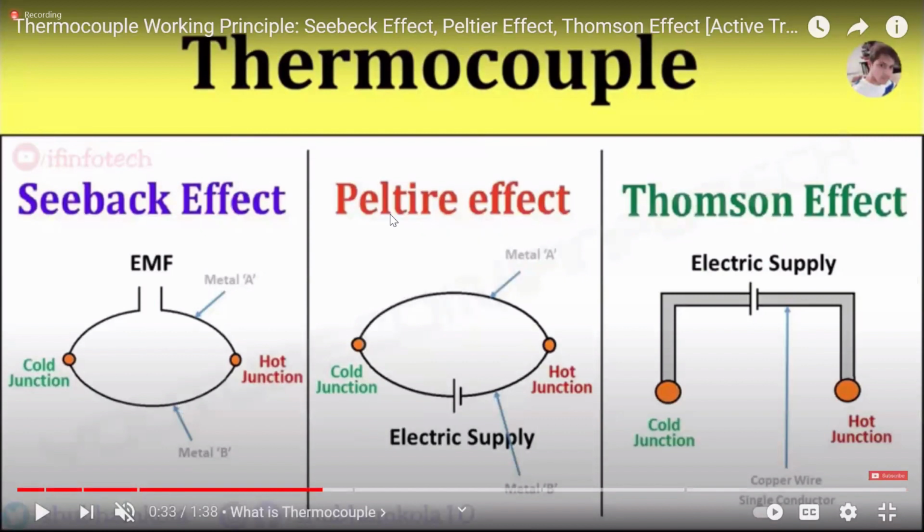And next one is Peltier effect. We are not using any temperature sources to heat thermocouple junctions, but we are using external power supply, external battery to allow current flow in the circuit.